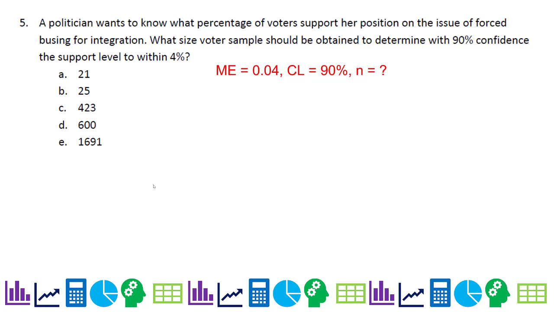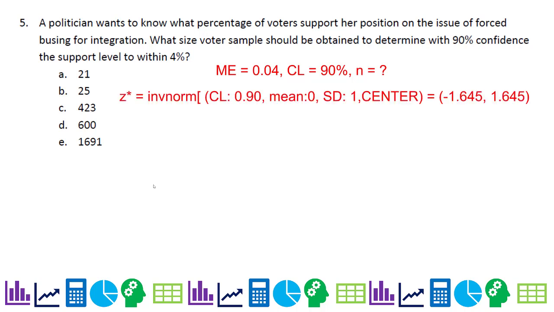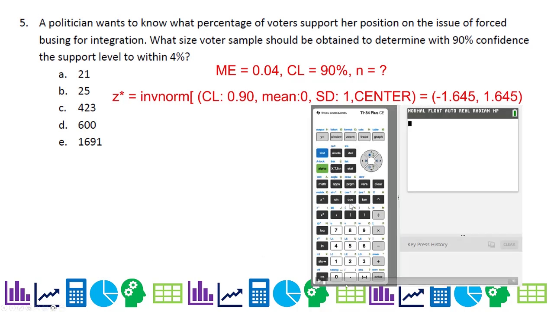So the first thing we need to do is find the critical value, which is Z star equals, we're going to do inverse norm, where we have set the confidence level at 0.9, the mean at 0, standard deviation of 1, and the center is the center area we want. So let's show you how to do that on the calculator.